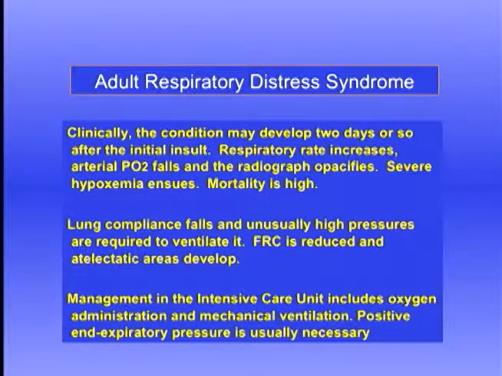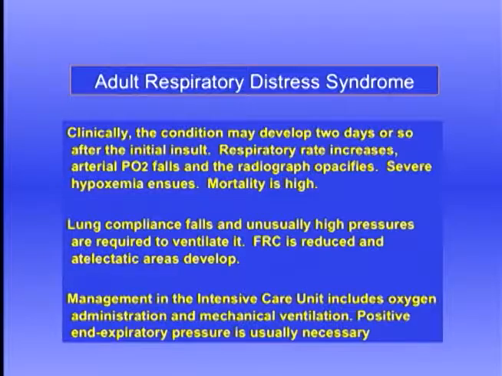You get severe hypoxemia, of course, and the mortality is quite high. Another thing that happens is that the lung becomes very stiff. Lung compliance falls, and that means that you need unusually high pressures to ventilate it. The fall in lung compliance is associated with a reduction in functional residual capacity, and along with that you develop atelectatic areas, and of course if there's blood flow through unventilated areas, that's going to contribute to the hypoxemia.